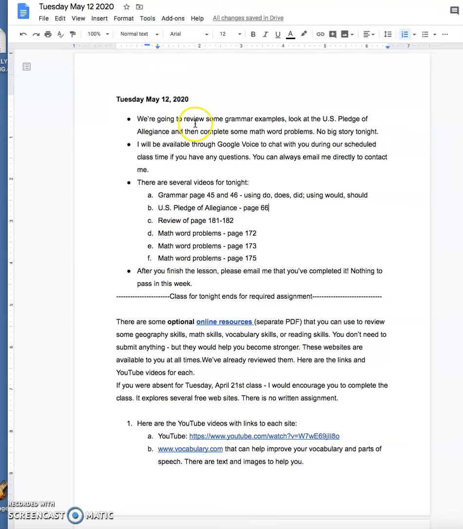So we're going to review some grammar examples. Specifically, we're going to look at do, does, and did, also using would and should. We're also going to look at and review the U.S. Pledge of Allegiance, which is said in every public school every single day. And then we're going to complete some math word problems.